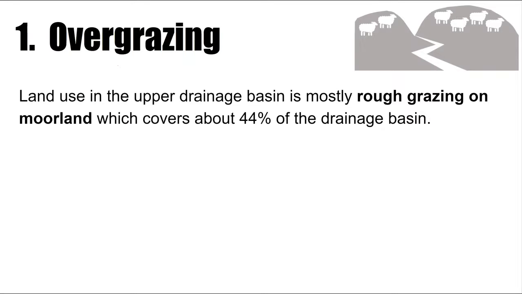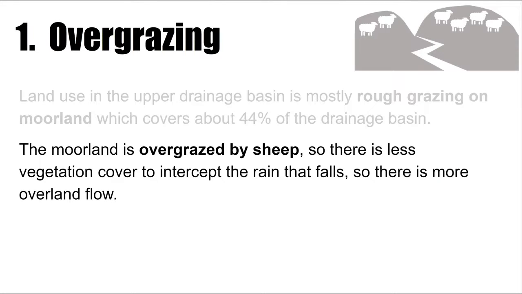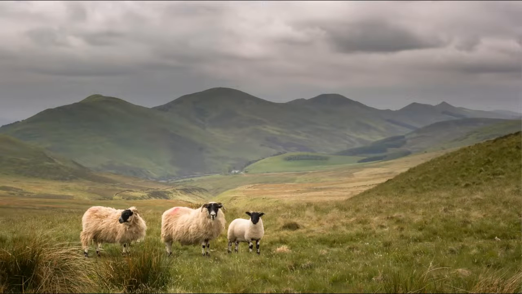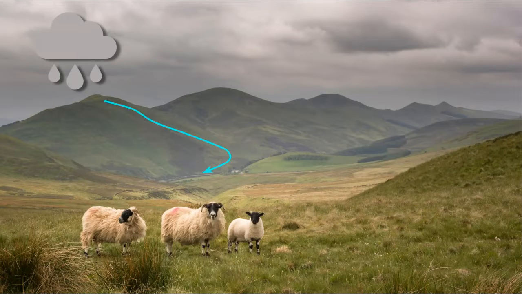So what about overgrazing, first of all? The land use in the upper drainage basin is mostly rough grazing on moorland, which is covering around about 44% of the drainage basin. And this has been overgrazed by sheep. So that means that, hello lovely little sheep, I'm sorry, we're going to say some naughty things and nasty things about you, but those sheep that are just doing what sheep are naturally doing, they tend to overgraze, and therefore any rain that falls onto the land, there's less interception of that rain, and therefore it gets down to the river channels faster. The natural slowing effect of the vegetation is reduced because of the land use and the farming that's taking place in this area.